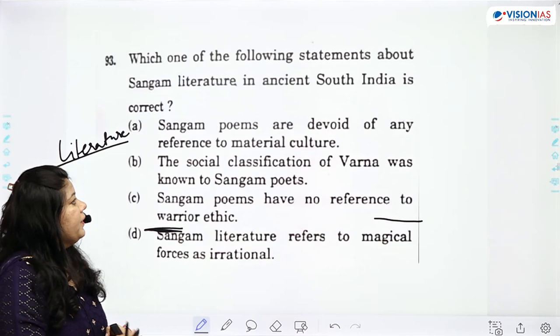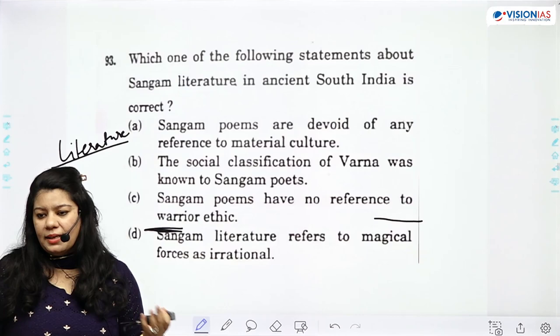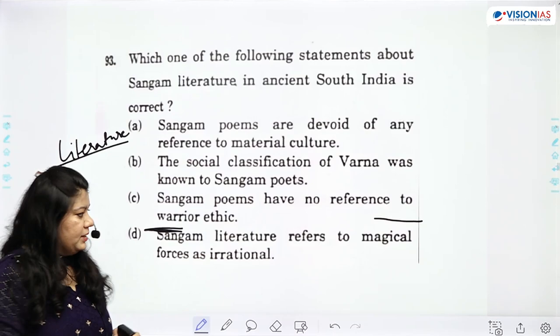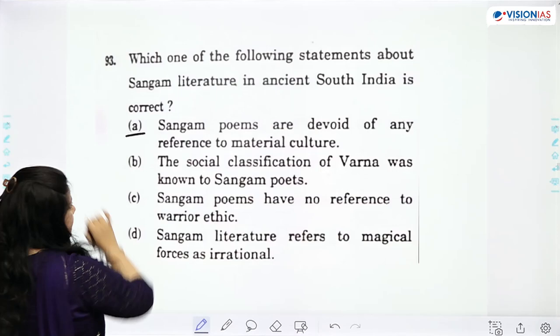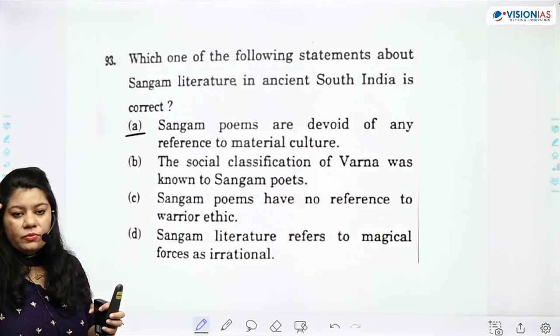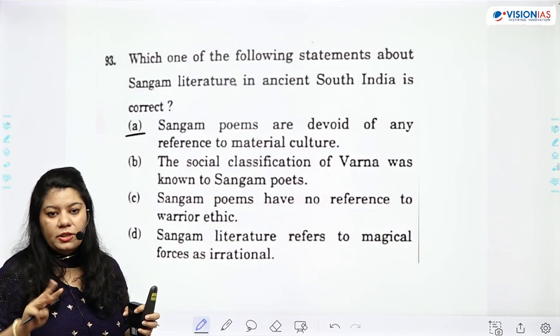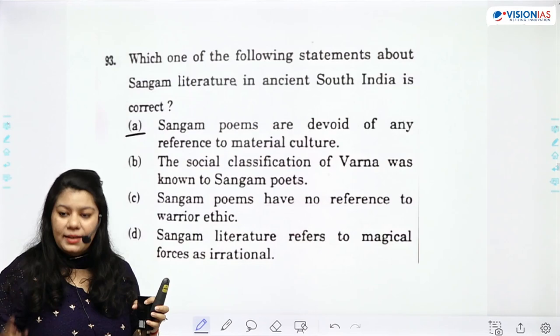If you have prepared Sangam literature and you know the features of Sangam literature, then this question is easy, right? Why? Because the question is asking you which one of the following statements is correct. That means, first of all, make up your mind that three statements will be wrong, right? You just have to channelize your energy: out of the four statements given, which one is correct? Because the remaining three are incorrect, right?